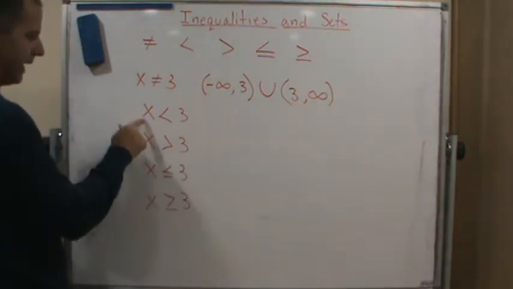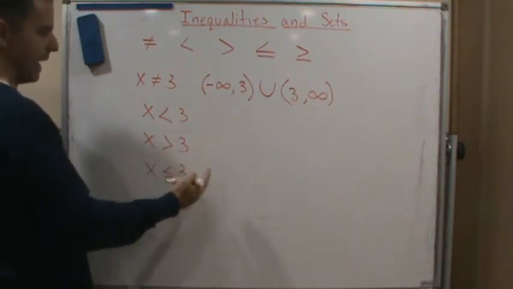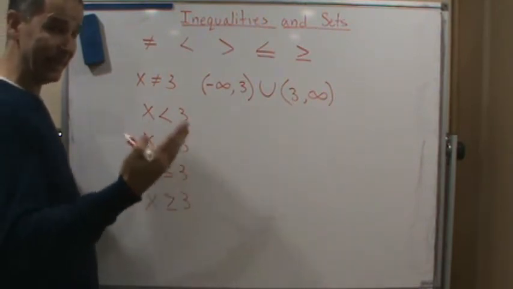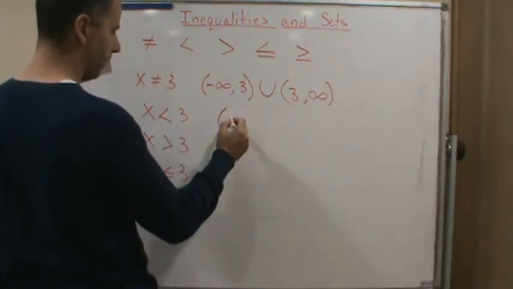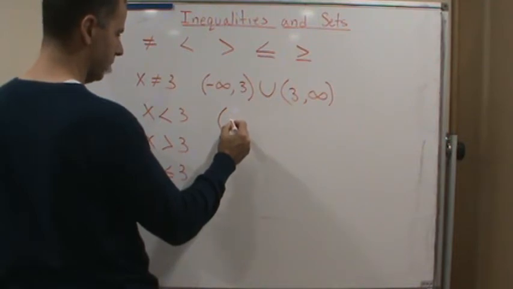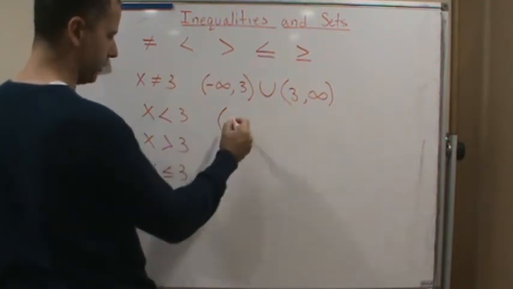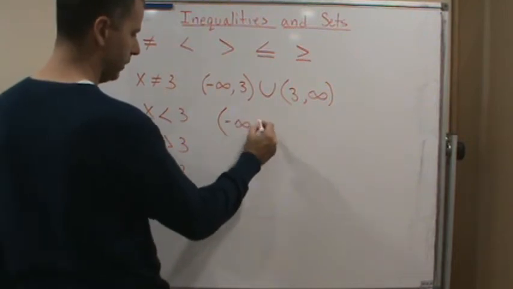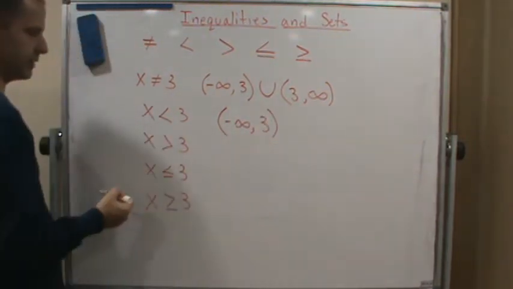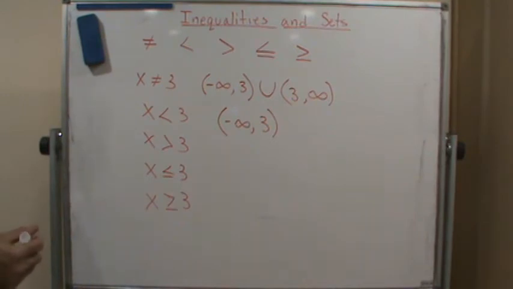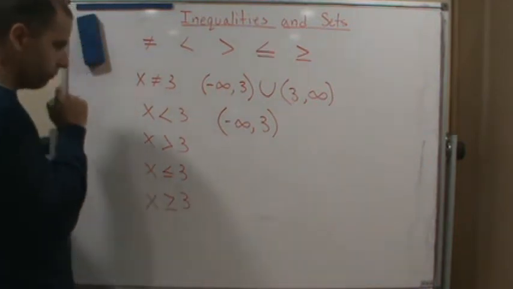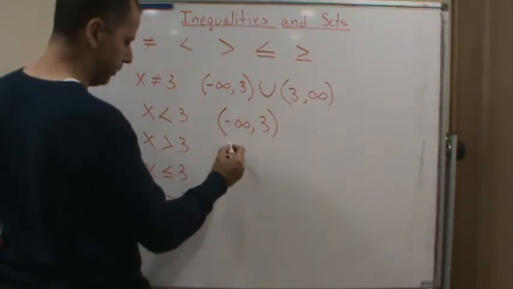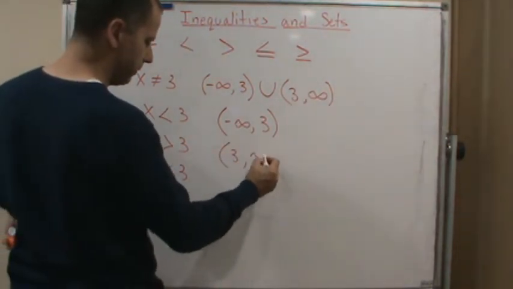Now if I say x is less than 3, then that means I want everything that's less than 3 but not equal to 3. That would be represented by this set, in interval notation, from negative infinity to 3. Again, I'm using a parenthesis to denote that it's not including 3. Greater than 3 would then be from 3 to positive infinity.